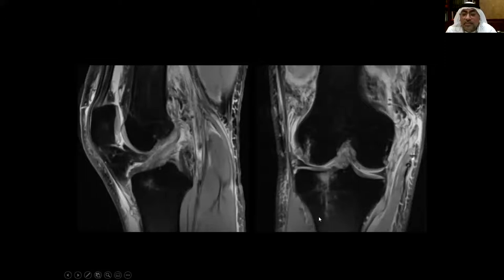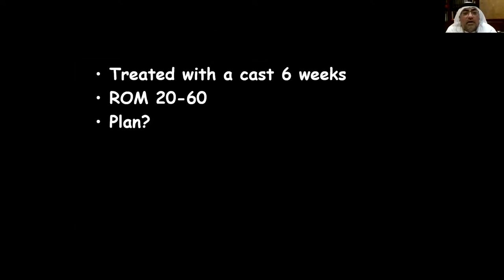So he presented to me a month after his injury with a range of motion of 20 to 60. Now we have a difficult issue. We have an injury, and we have stiffness as well. So would you operate and try to fix his ligaments now, at 4 to 6 weeks, with his stiffness? I don't think anyone would do any surgery in this. It's a crime to operate with this range of motion.